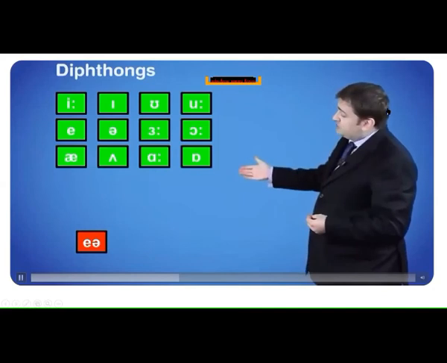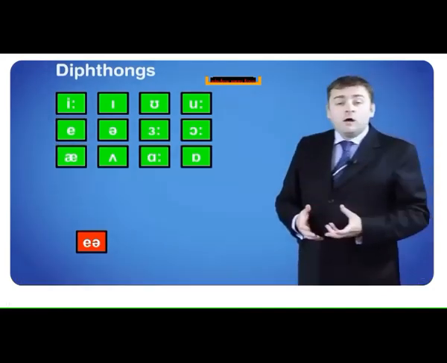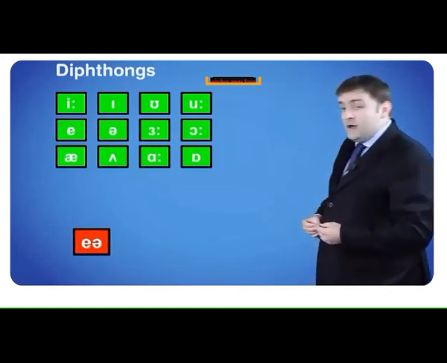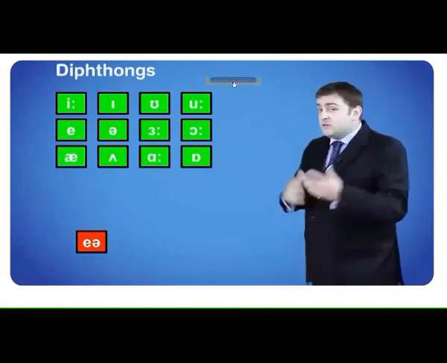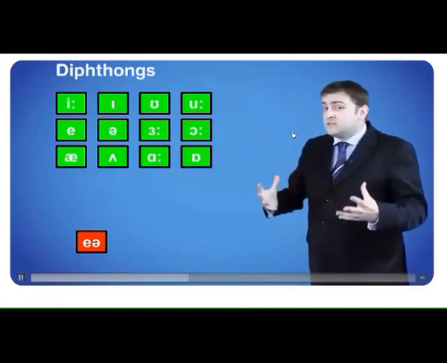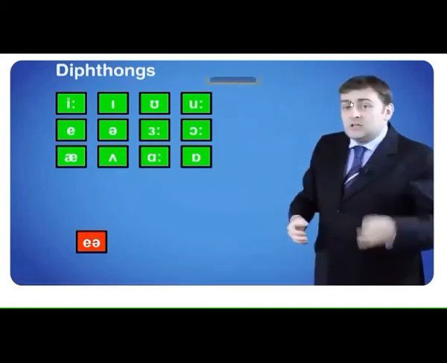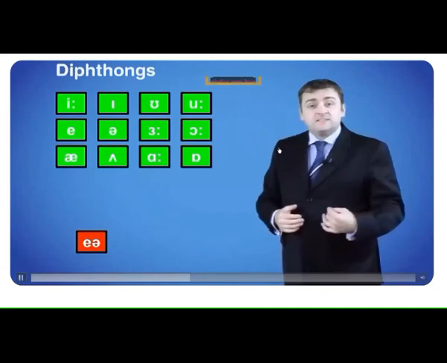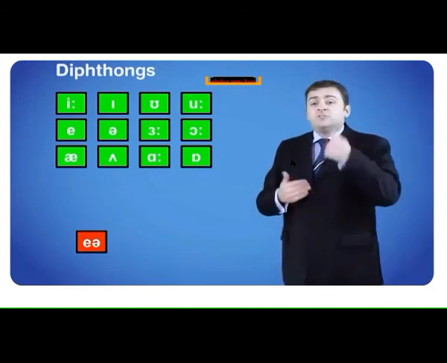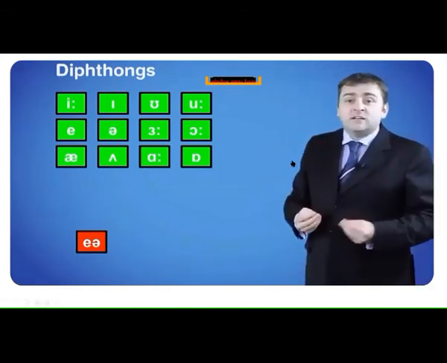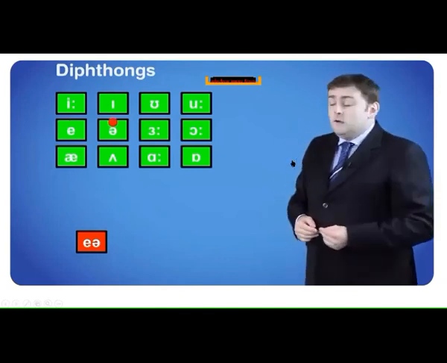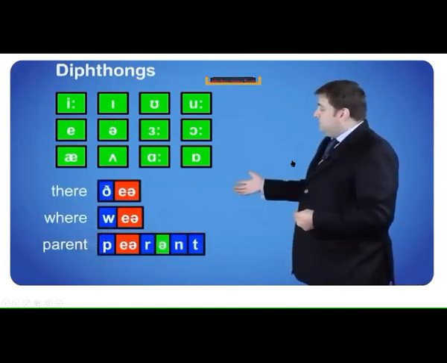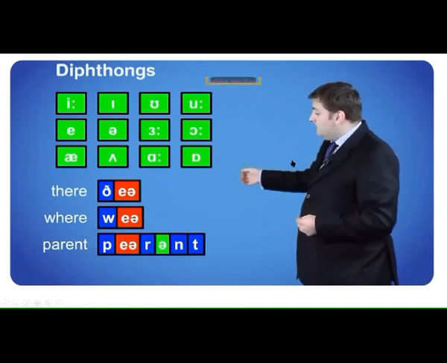Now we have a combination of two sounds, air. This time both the vowels are on the same row, so the mouth doesn't open or close. The main difference is the shape of our lips and the origin of our sound in our throat, starting on the first and finishing on the air. As in the words there, where, and parent.